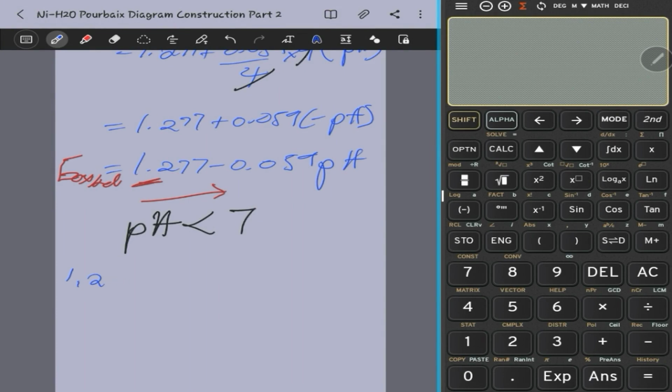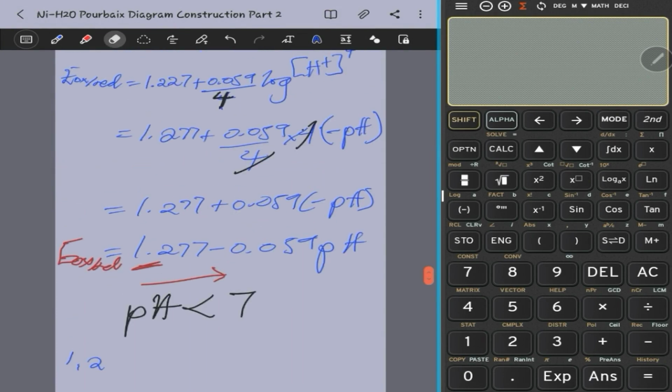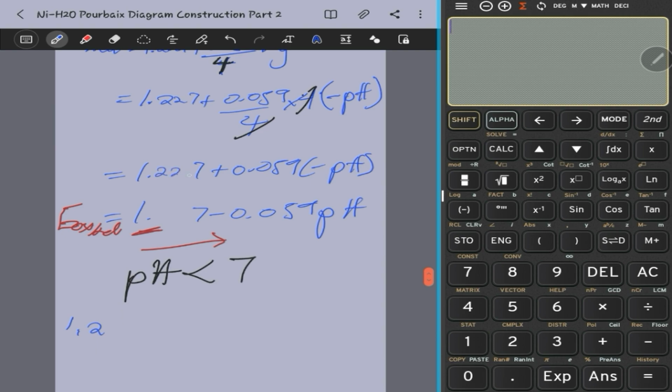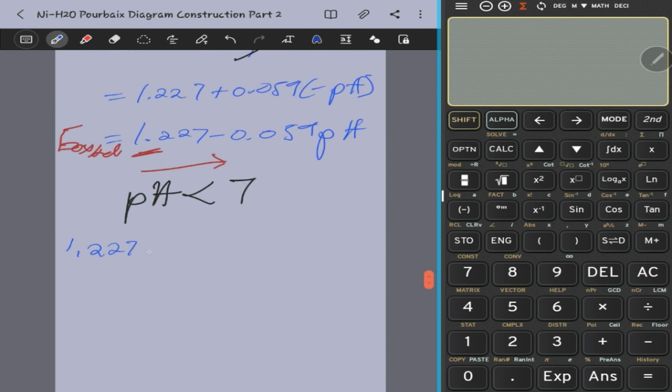Oh, yeah, there's something missing here. This value here, reading it from the table, it was actually 2.2. So this was an oversight. Yeah, 2.2, we have it here. This is 1.227. This 1.227 as well. 1.227, right?